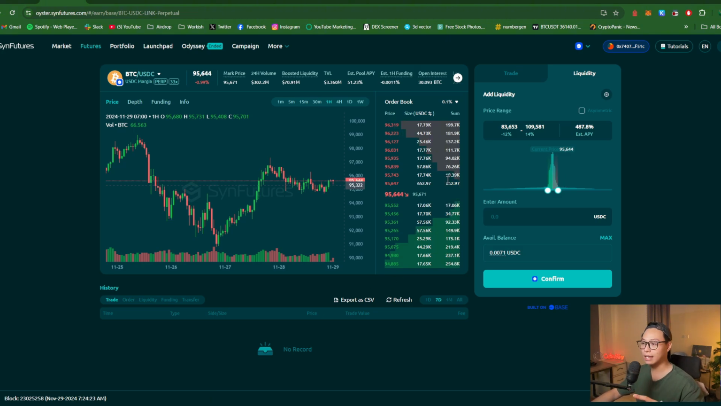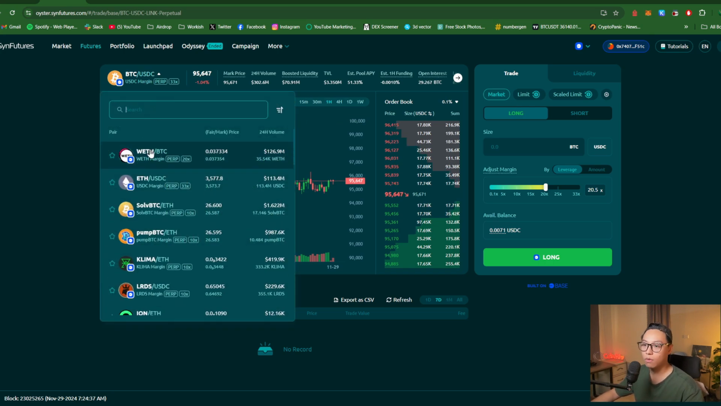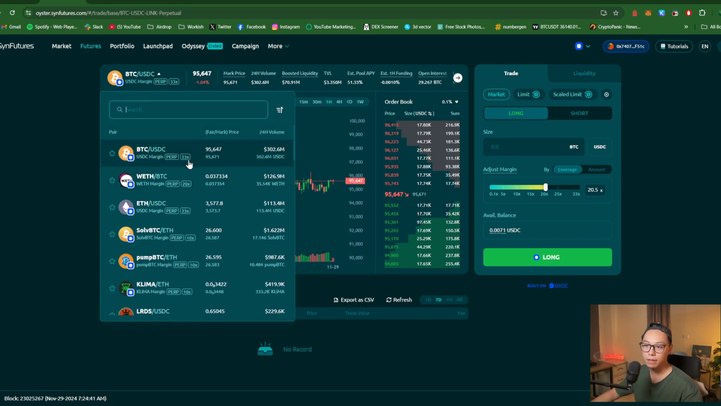Users can then also trade futures on those pairs with up to 33x leverage, because at the core, SynFutures is a perpdex. So obviously we can still trade futures on it, but that's just the liquidity side. If you want to trade futures, there are different pairs like Bitcoin and Ethereum. Bitcoin has 33x, and Ethereum has 33x. That's probably the maximum amount of leverage that you can find on SynFutures.